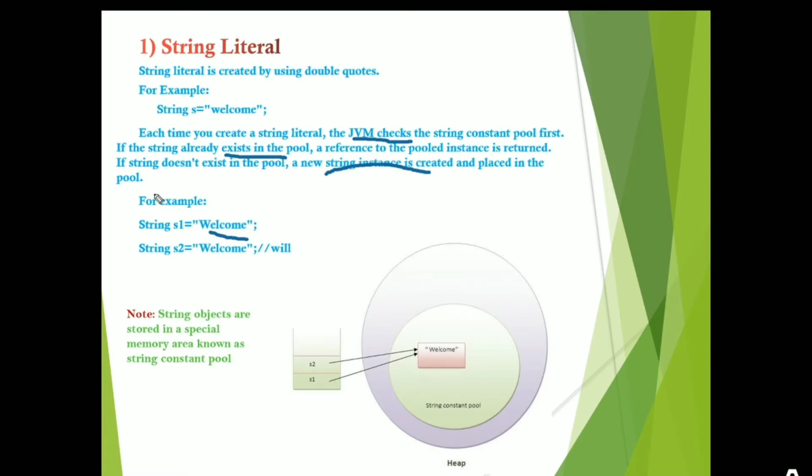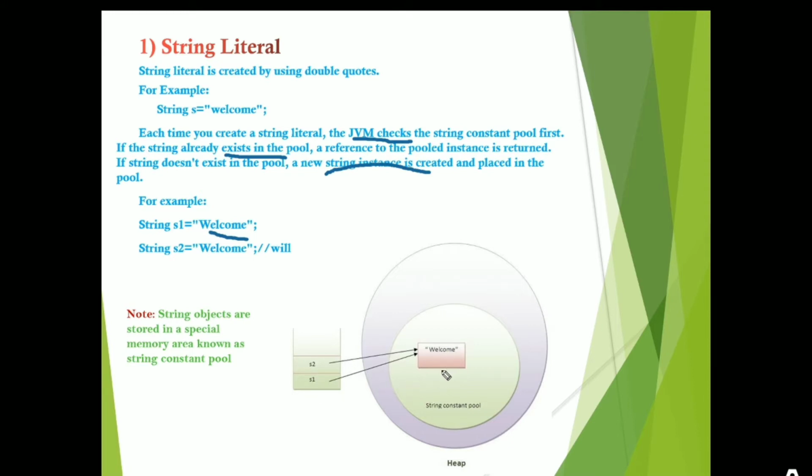For example, here s1 is assigned welcome. At first, it checks and welcome is not there. So welcome is created in the heap memory and s1 refers to welcome. When another string s2 is created, which is again assigned welcome, it will refer to the already existing welcome of s1. Here you observe s1 is created first.